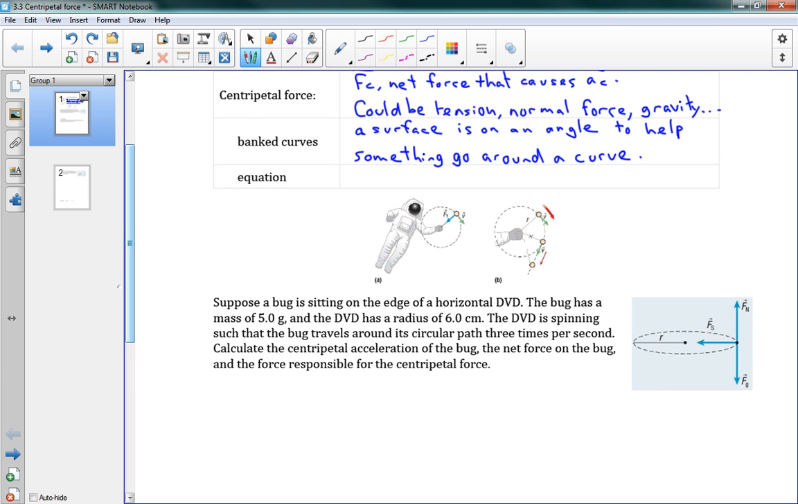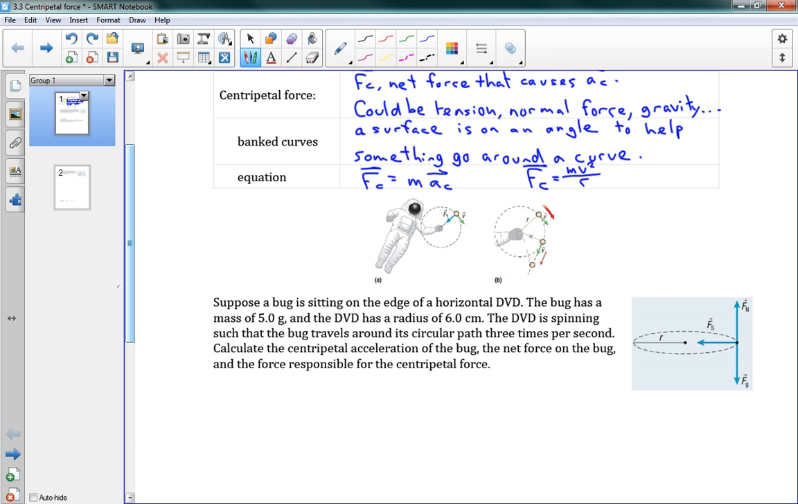Alright, so one last thing here. We want our equation for centripetal force. So that is Fc is equal to, well, m ac. And that shouldn't be too surprising. F equals ma. Now remember, we have a few different ways we can write centripetal acceleration. So for instance, we could say this could be equal to m v squared over r.